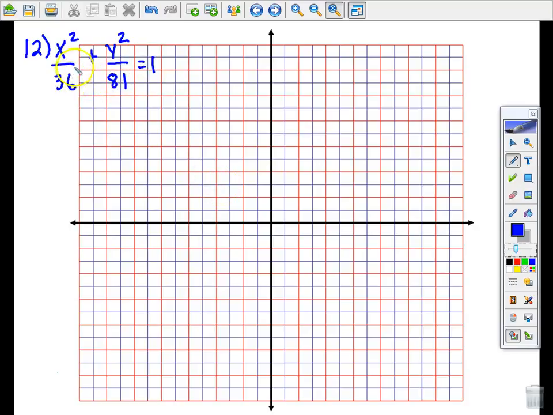Okay, so the way we graph these is really pretty simple. Take the square root of 36, 6 and negative 6, and plot those points on the x-axis. Now do the square root of 81, plus and minus, 9 and negative 9, and plot those numbers on the y-axis. And you're going to use those 4 points to draw a rough sketch of an oval shape.